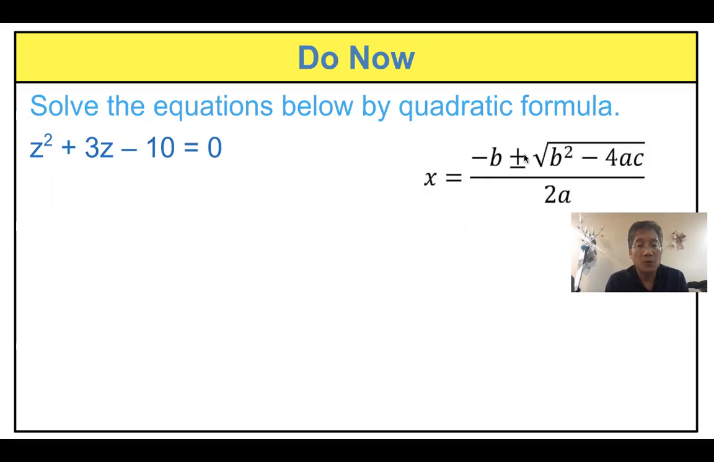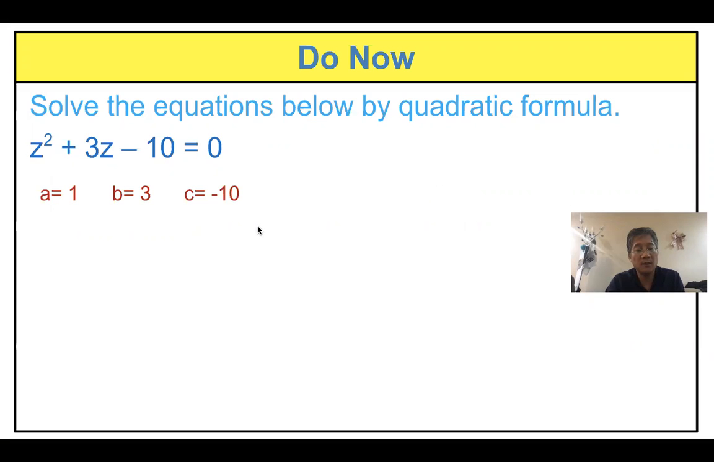All right, let's go over it together. To use the quadratic formula, what should you do? You should figure out what A, B, and C are. A is 1, B is 3, C is negative 10. Then you put this into the formula: negative B plus or minus square root of B squared minus 4 times A times C, negative 10.